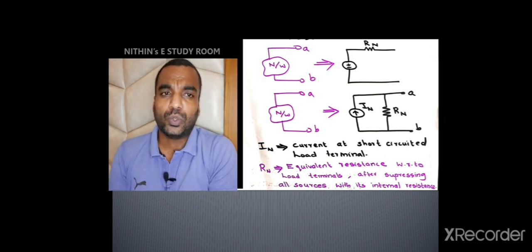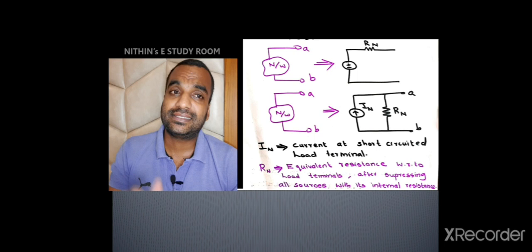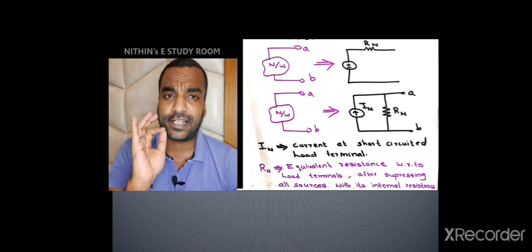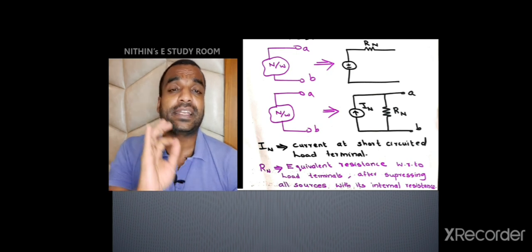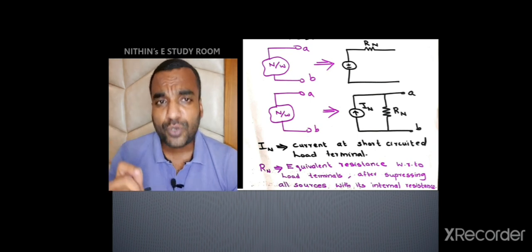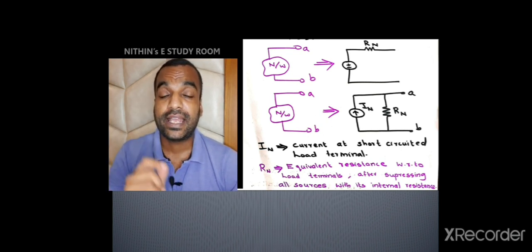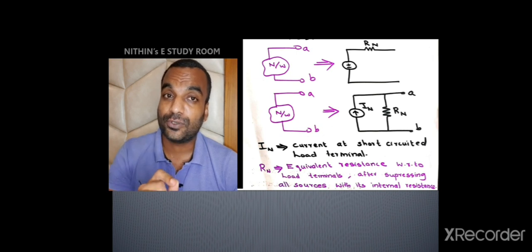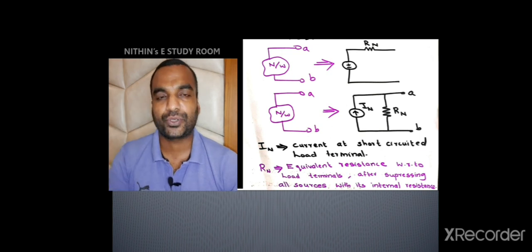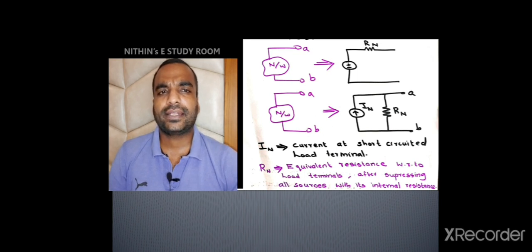Anyhow, you have to look back from the load terminals, and you have to suppress all the sources with its internal resistance. That is, if you are having a current source, you have to replace that current source with its internal resistance. It is nothing but infinity, so the current source will become open circuited. And if you are having a voltage source, you have to short circuit that voltage source, because a voltage source's internal resistance is 0. So replacing a source with 0 resistance means it will act as a short circuit, or you can just draw a short circuit there. So now IN and RN are very clear.